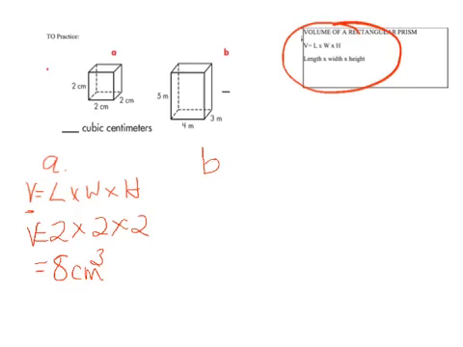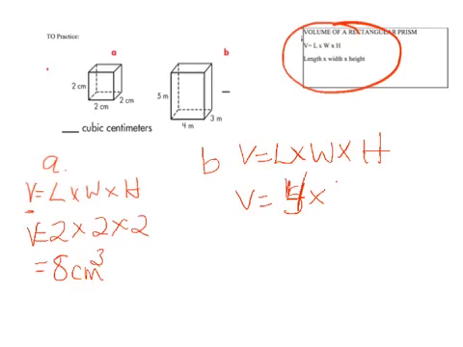Let's try it for B. Again, volume equals length times width times height. Volume then is 5 times, actually technically that would be 4, but again, due to the commutative property, it really doesn't matter. 4 times 3 times 5, 4 times 3 is 12, 12 times 5 is 60. In this case, it is meters cubed.